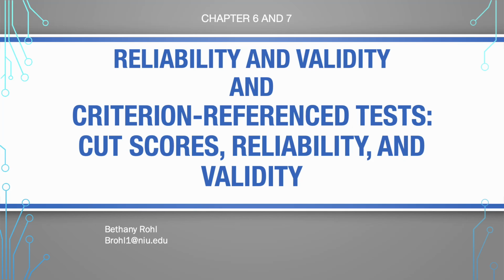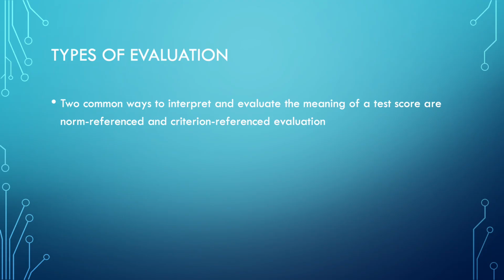This is audio lecture part 3 for chapter 6 and 7, reliability and validity and criterion reference tests. So in parts 1 and 2 of our audio lectures, we've talked a lot about reliability and validity. Now we're going to switch gears to different types of evaluation.